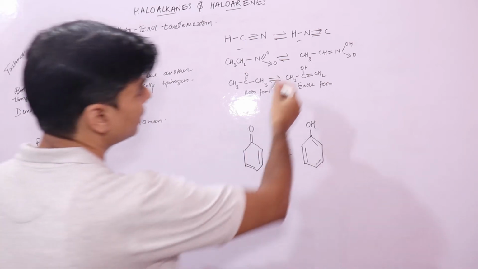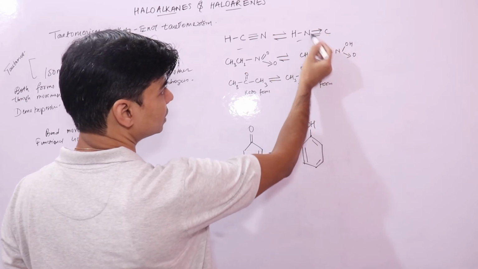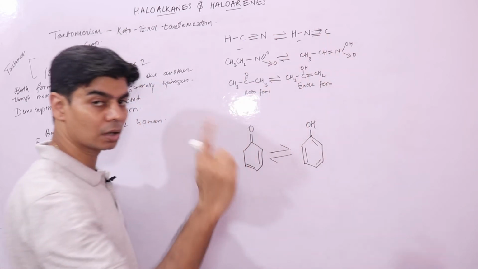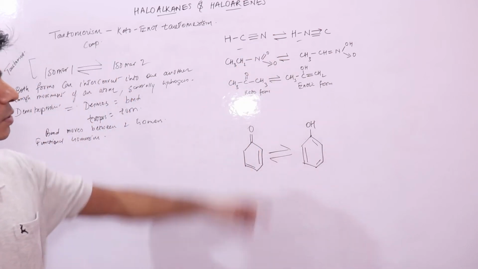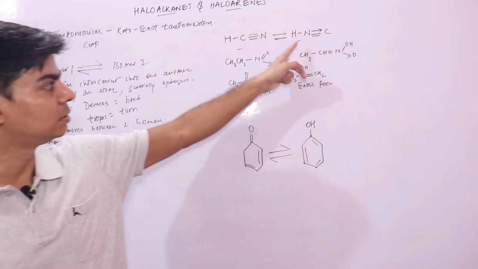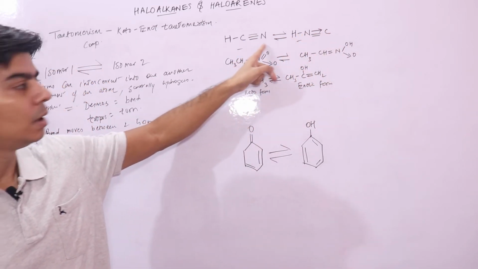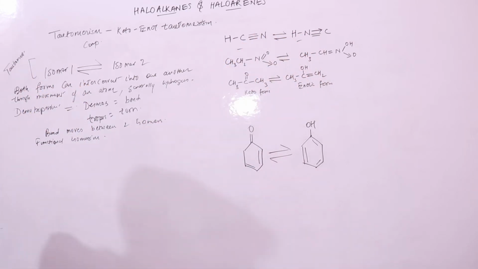Now you can see here a bond is moving. Here you have a coordinate bond, and here you have a single bond. So one bond is changing into a coordinate bond. Now when this form converts into this form, your coordinate bond turns into a single bond, or a pi bond.